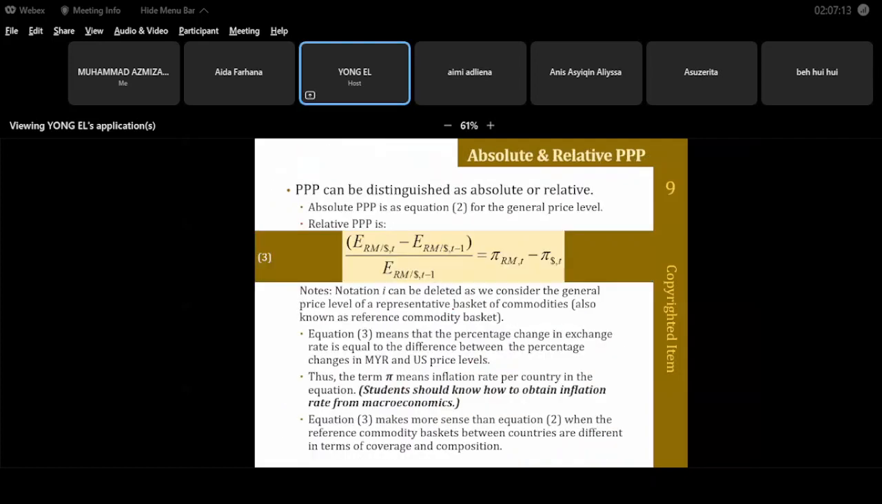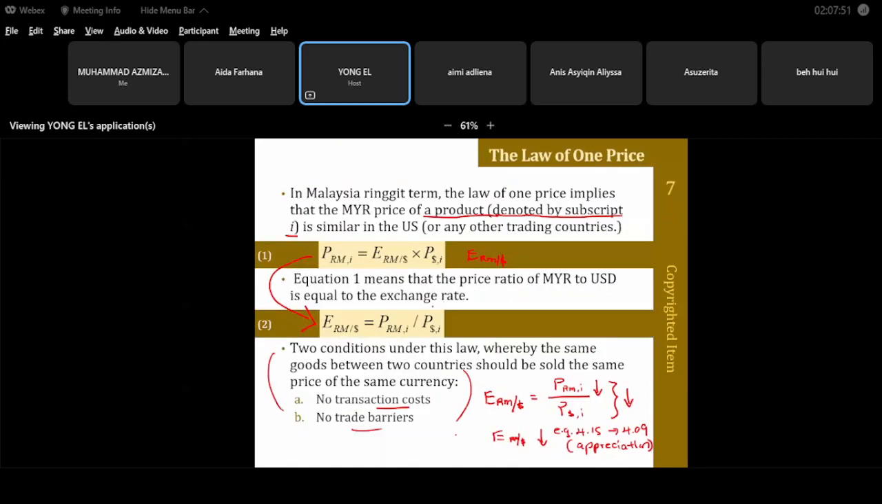Next, the two concepts that you need to recognize here are absolute and relative PPP, where PPP is purchasing power parity. The absolute PPP is what you saw before, with RM and US dollar. This is the absolute PPP that we learned from the previous equation.